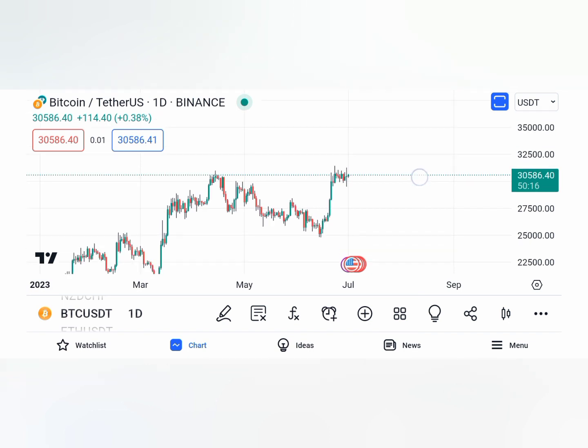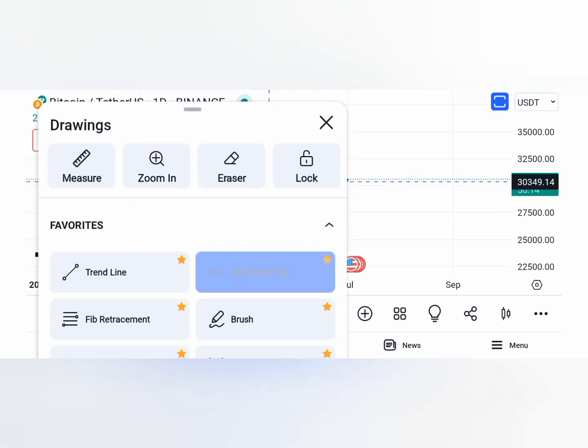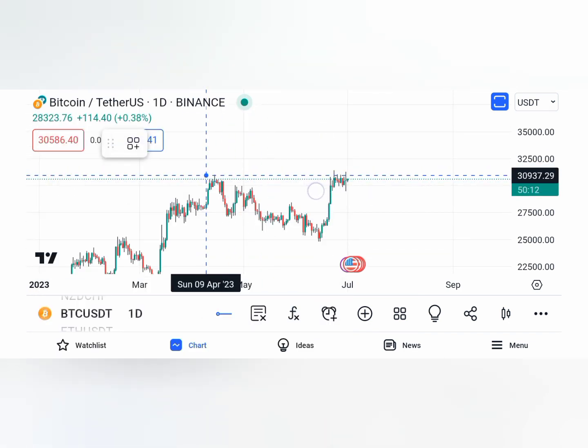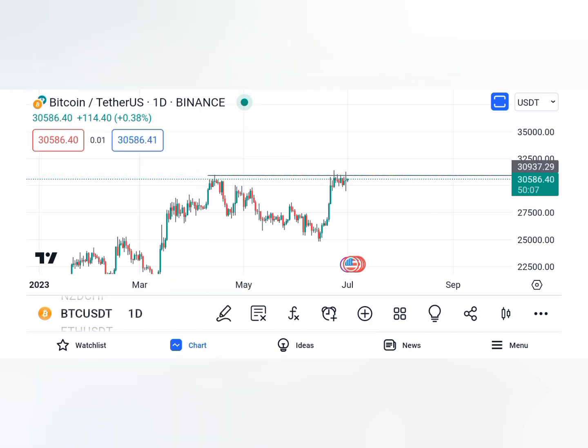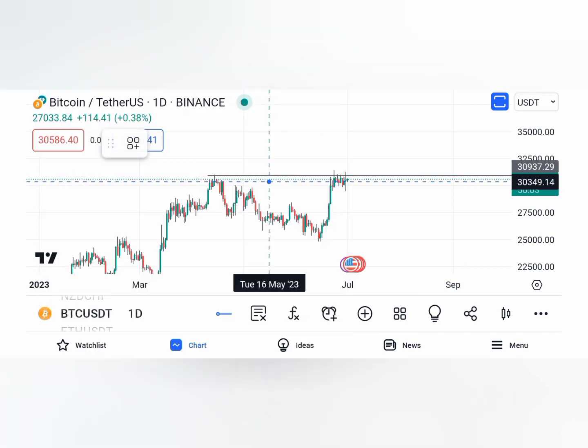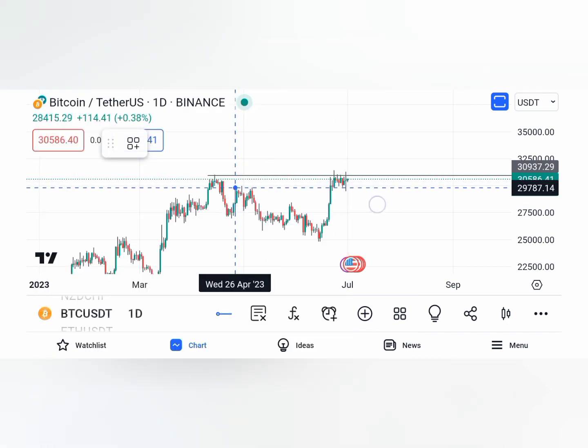So now on Bitcoin, we can see that Bitcoin got to a key level at this very point, an important key level at this very point here. You can see that Bitcoin got to an important key level at this very point here. And you can also see this here also.